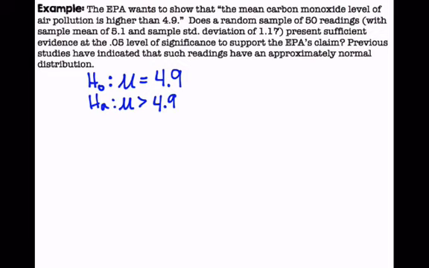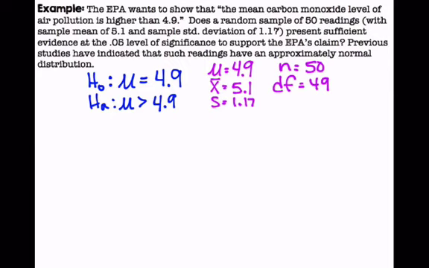Now I need all that critical information, so I'm going to write all the pieces of information that I know. Well, I know that mu is 4.9. I know that x bar is 5.1, the sample mean. I know that the sample standard deviation is 1.17. I know that n was 50, there were 50 random samples. Degrees of freedom is 49. And my alpha is 5%, so 0.05.